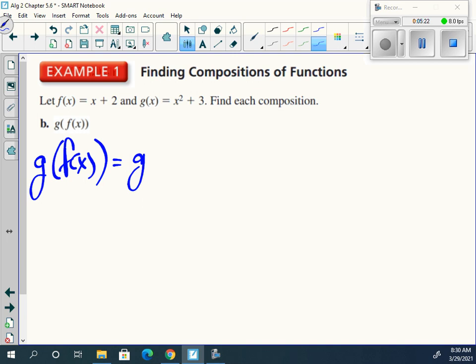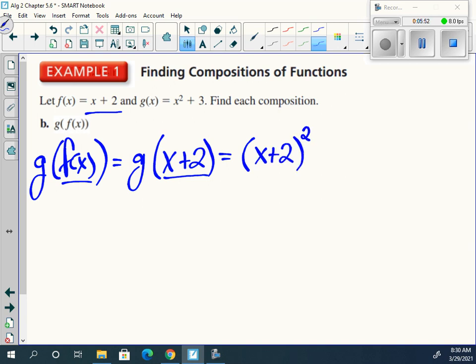So f of x, if I plug x into f of x, what do I get? X plus 2. Okay, now what do we do next? Yes, now we're going to plug this into g of x. For everywhere there's an x, I'm plugging in x plus 2. So that would give me x plus 2 squared plus 3.